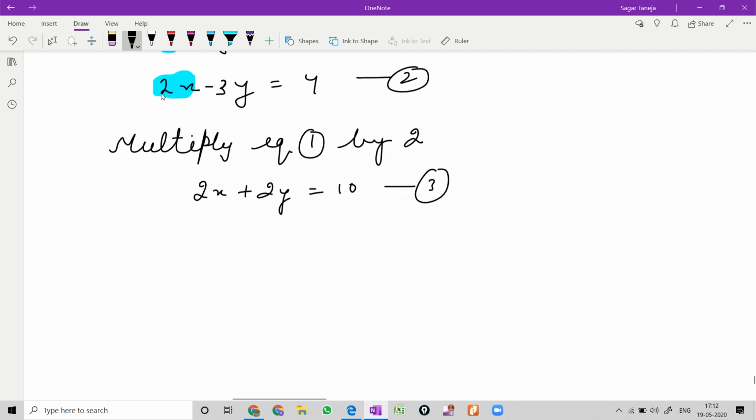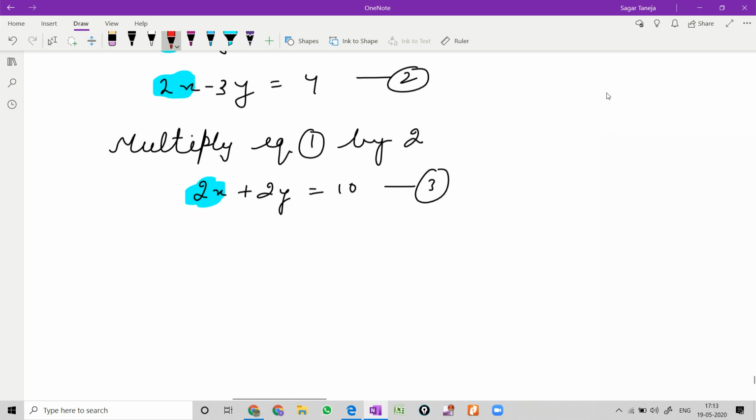Now see this. Here it is 2x, here also it is 2x. In this equation we have 2x, in this equation also we have 2x. So the coefficient of the variable is the same in both the equations. This we have done ourselves, willingly. Okay, so now what is the next step?